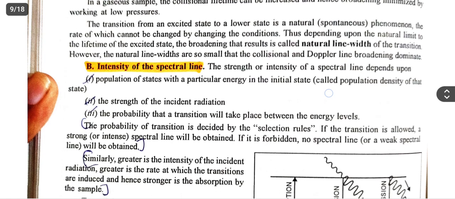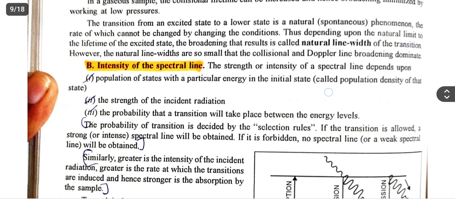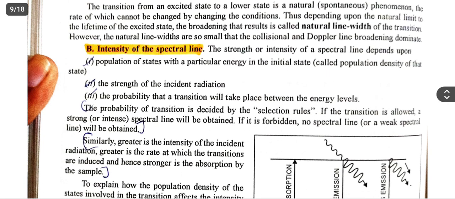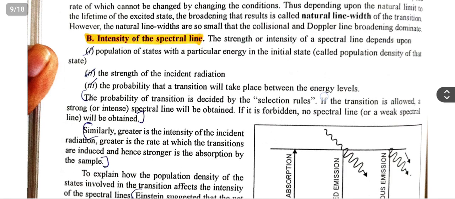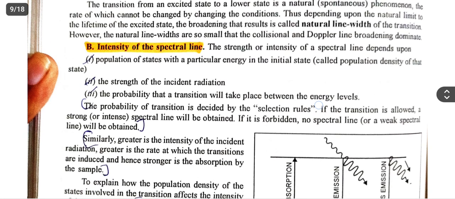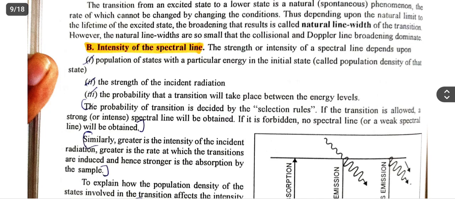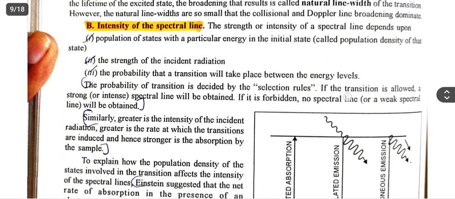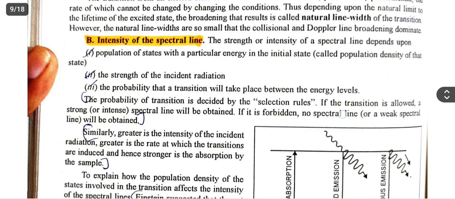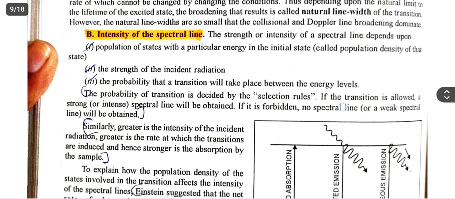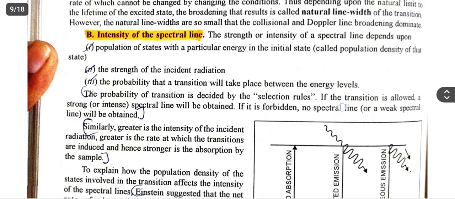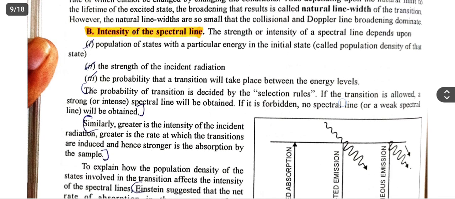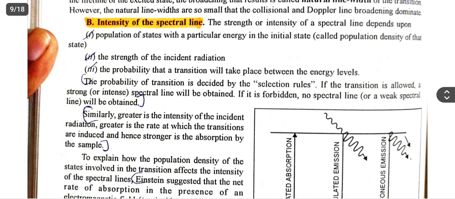The transition from an excited state to a lower state is a natural, spontaneous phenomenon, the rate of which cannot be changed by changing the conditions. Thus, depending upon the natural limit to the lifetime of the excited state, the broadening results in the natural line width of the transition. However, natural line widths are so small that collisional and Doppler line broadening dominate.